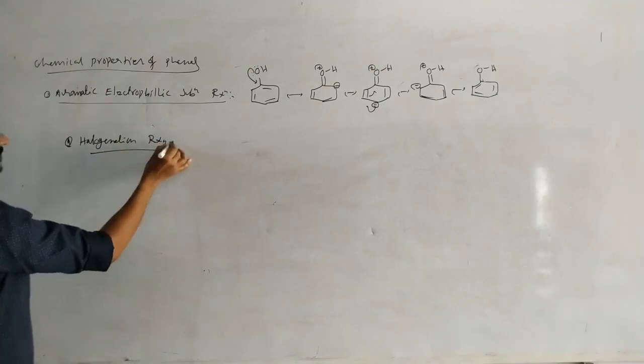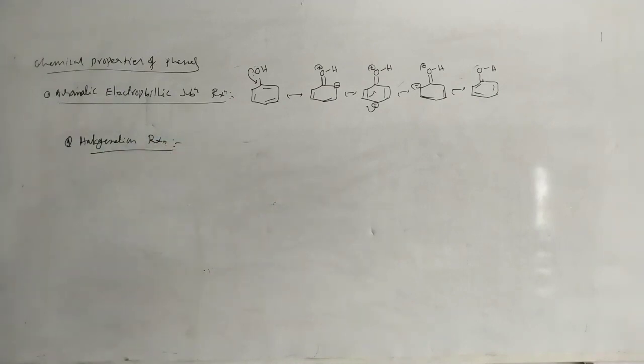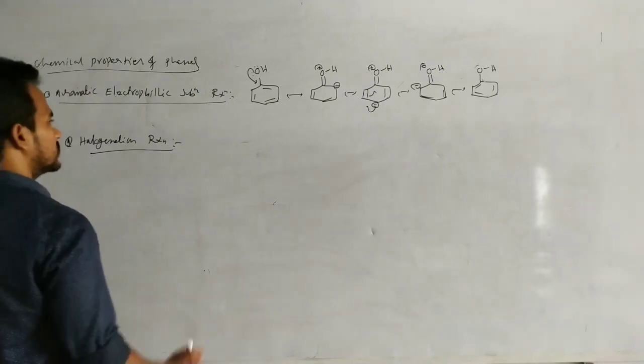Okay, halogenation reaction. Phenol is activating the benzene ring, so it increases the electron density at the ortho and para positions. So the incoming electrophile attacks at the para and ortho positions. So first, halogenation.